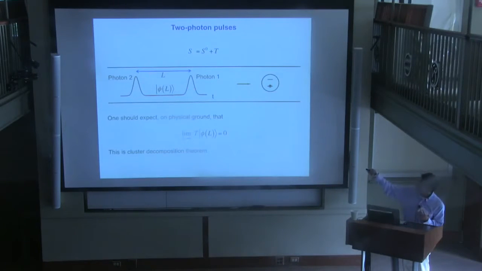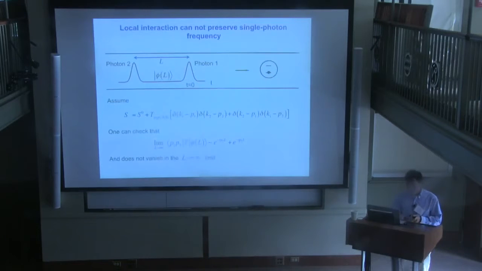And if you take L to go to infinity, then the two photons basically won't be in the local system at the same time. So if you take the L to infinity limit, then the strength of the interaction, as characterized by the T matrix operating on this state, should decay to 0. And this is actually the argument of the cluster decomposition theorem. So consequently, this actually constrains the form of the S matrix that you can take.